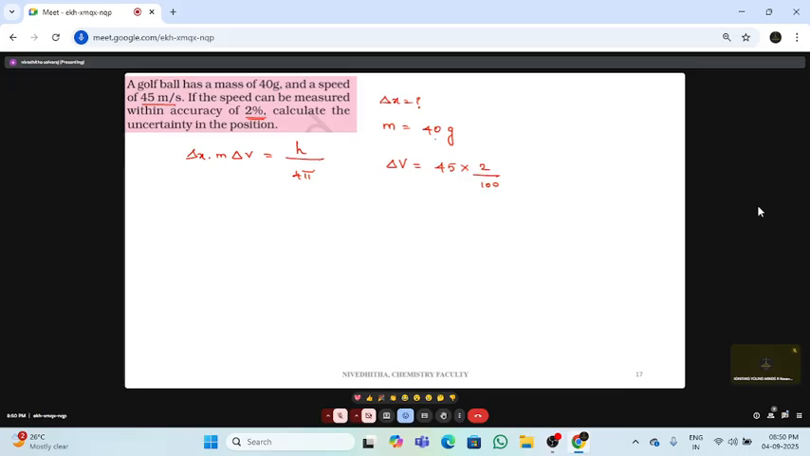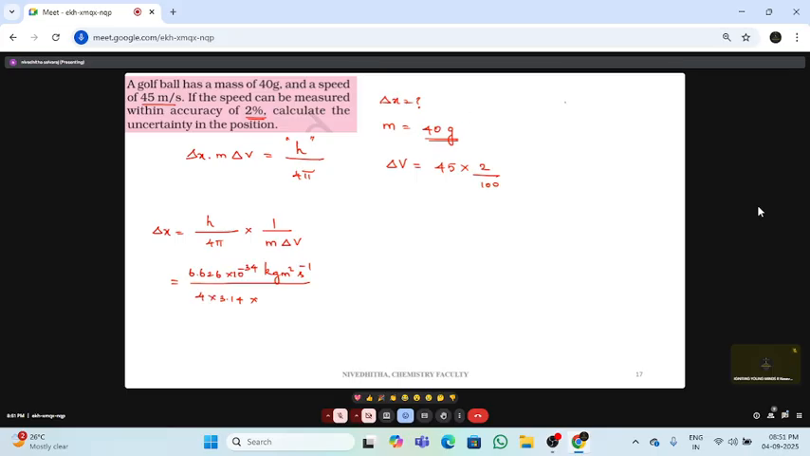Okay. And please convert this gram into kilogram because Planck's constant, you'll be expressing it in kilogram, right? So we have to convert 40 gram to kilogram. And here we have to calculate delta x. Delta x is equal to h by 4 pi into 1 by mass into delta V. So h is 6.626 into 10 to the power of minus 34 kilogram meter squared second power minus 1, divided by 4 into 3.14 into mass.